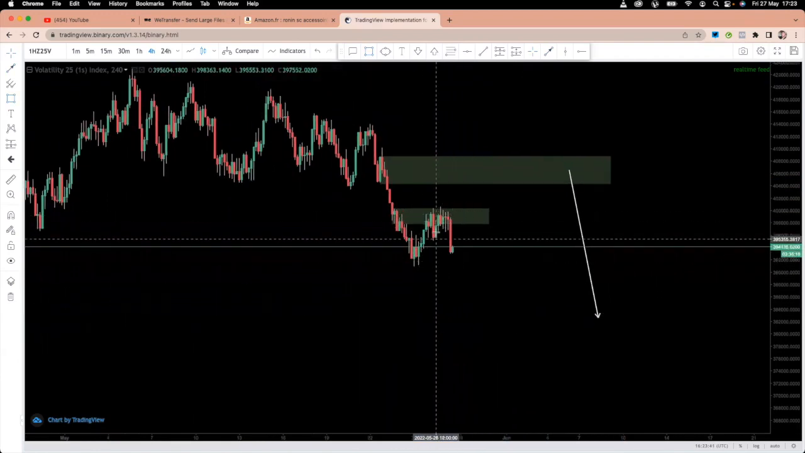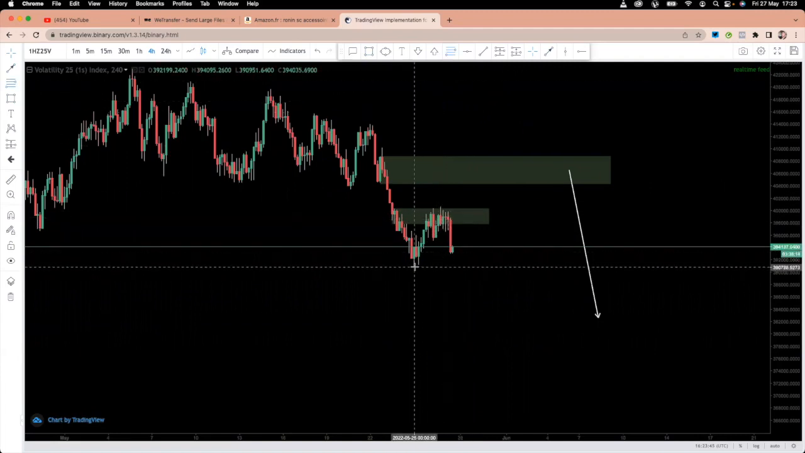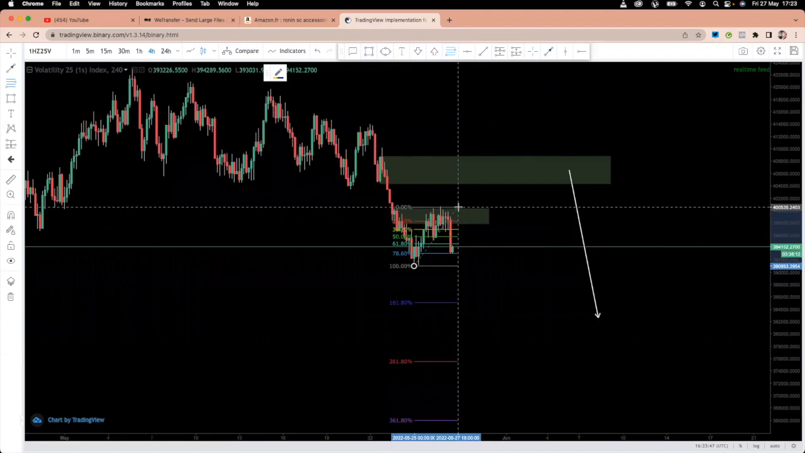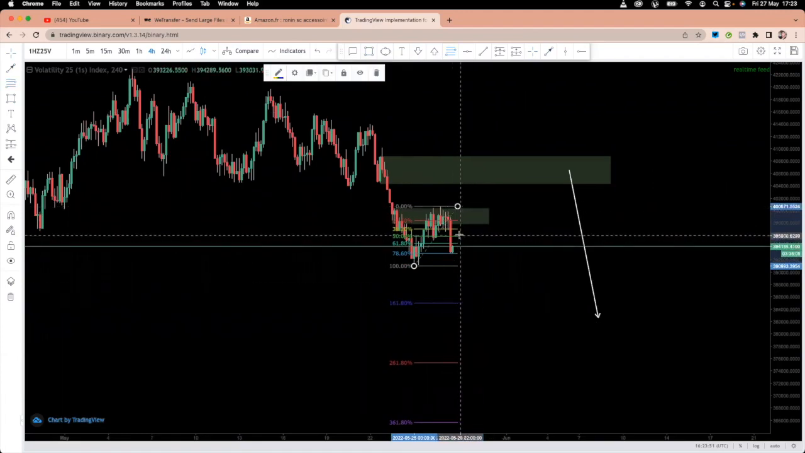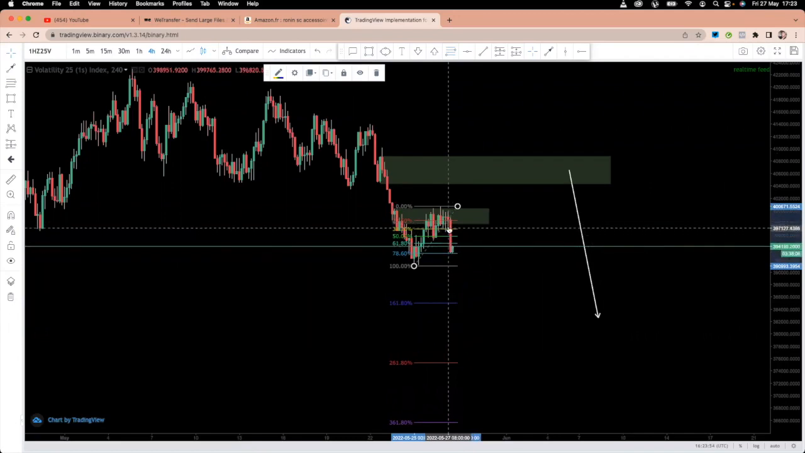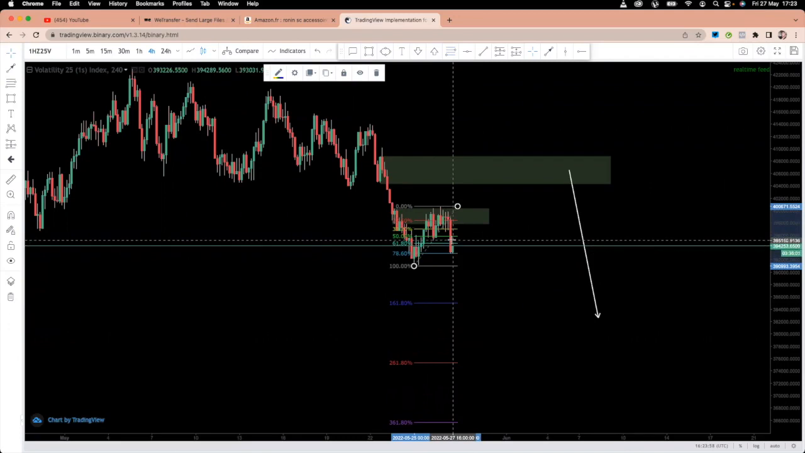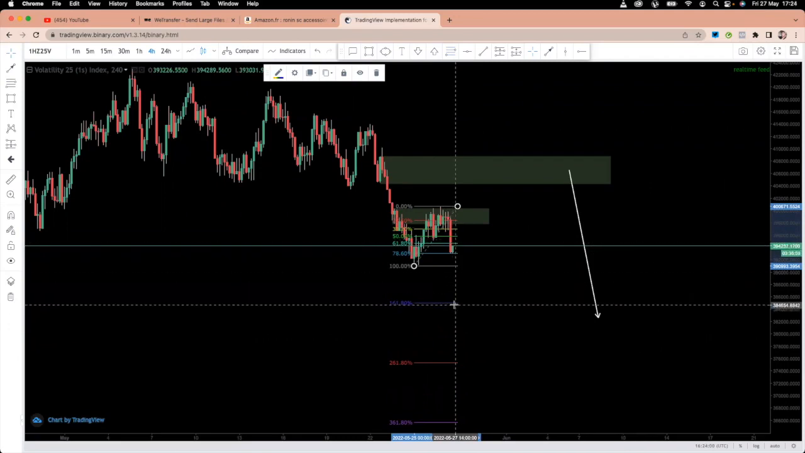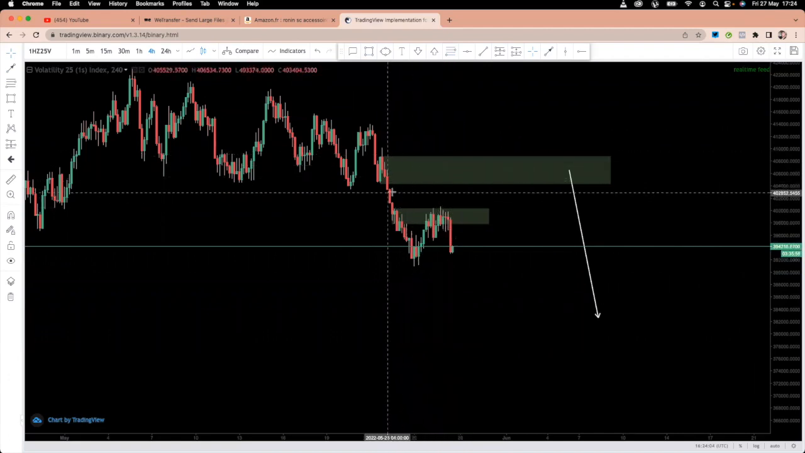I'm thinking the target for this trade could be here, or we can also go for a 161.8. I strongly believe that this market is going to go to the 161.8. Reason being, look at how aggressive this candle is. Chances are the market may go up just a little like this and then fall all the way down here.